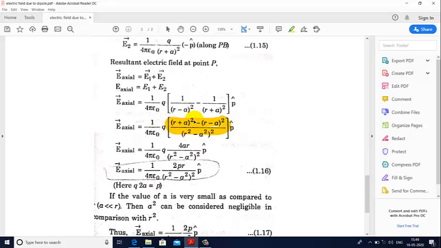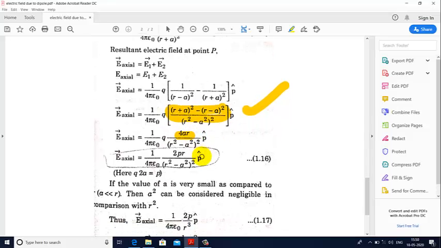On further solving these square terms, we use the formula A plus B whole square is equal to A square plus B square plus 2AB, and A minus B whole square is equal to A square plus B square minus 2AB. We expand these terms using these two formulas, and then there are some terms which get cancelled out, so we are left with only one term, which is 4AR. Okay, so try to solve this on your own, and if you have any doubt in getting this term, then you can mention it in the comment section.